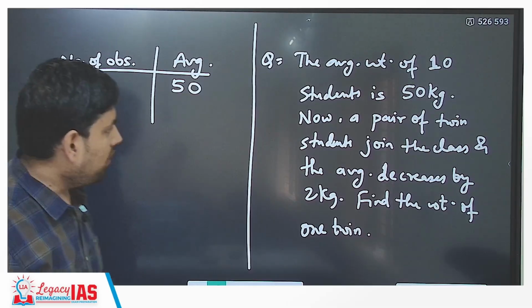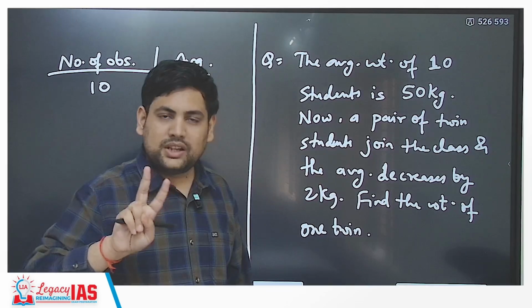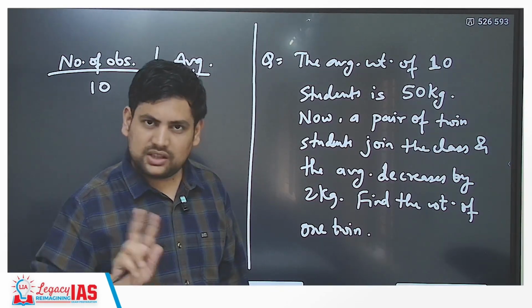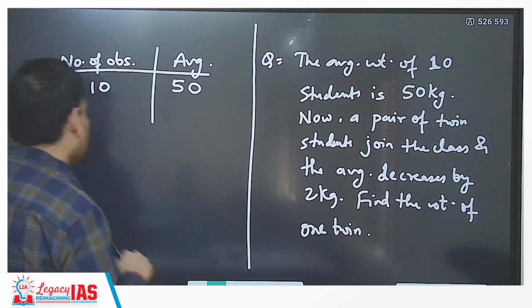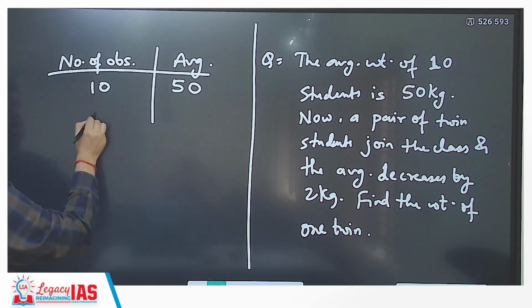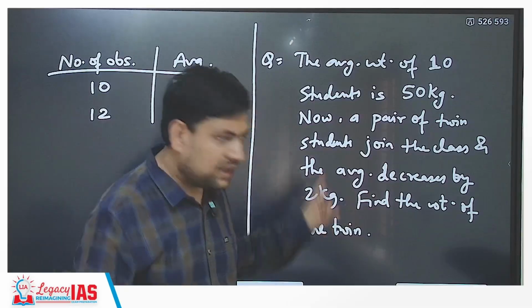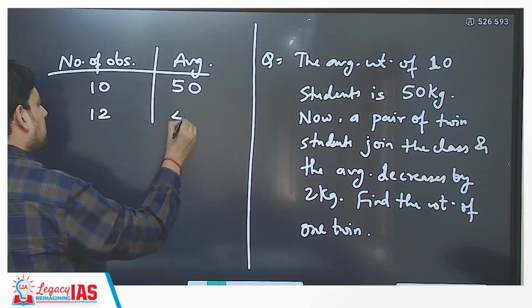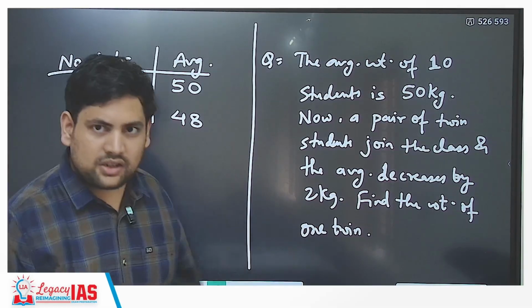Now a pair of twin students, two brothers. Why have I written twin students? That means they have the same weight. This assumption we have to make. So these two also join. Now the number of observations becomes 2 plus 10, that is 12. Because of them, the average decreases by 2 kg, that is, it becomes 48. Now it is asked, find the weight of one twin.